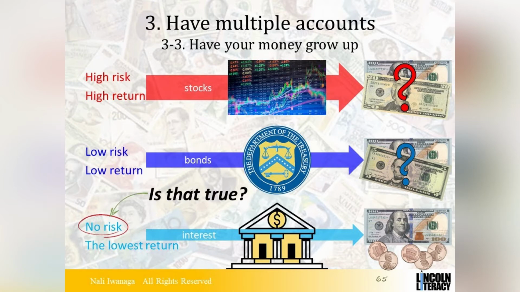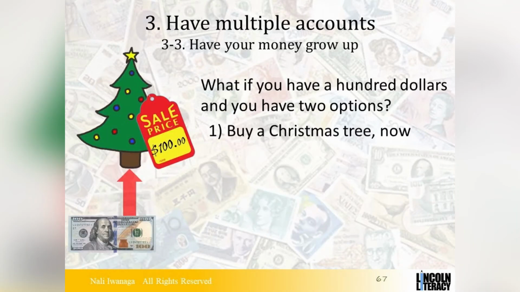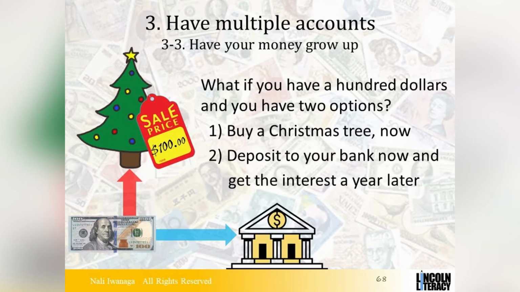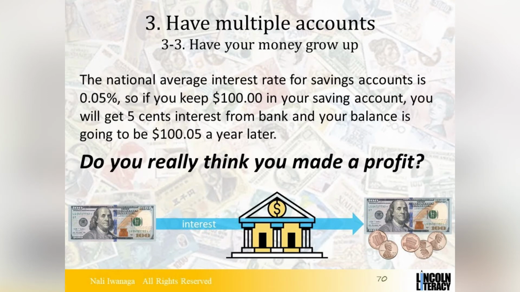But is that true? Think about it. What if you have $100 and you have 2 options? Number 1. Buy a Christmas tree now. Number 2. Deposit to your bank now and get the interest a year later. The national average interest rate for savings accounts is 0.05%. So if you keep $100 in your saving account, you will get 5 cents interest from the bank and your balance is gonna be $100 and 5 cents a year later.